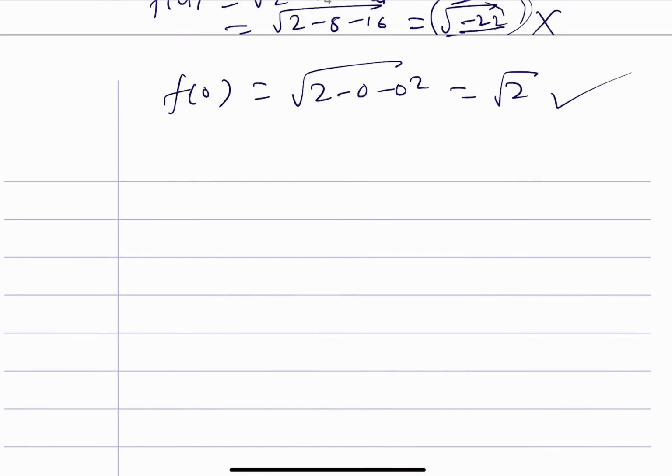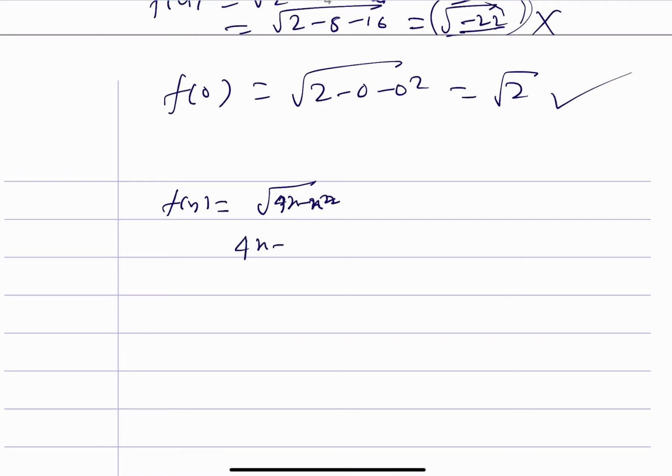Now let me take another example. Domain: we have to find the domain of f of x equal to the square root of 4x minus x square. It is a simple one. So how do you find it? So basically, it is a square root.